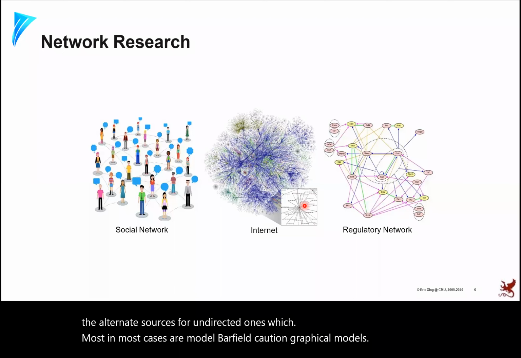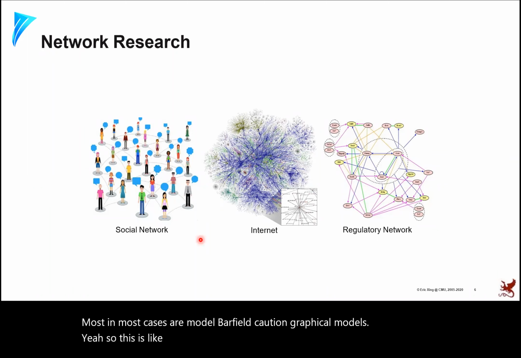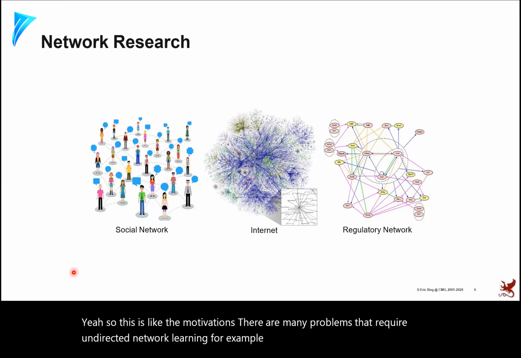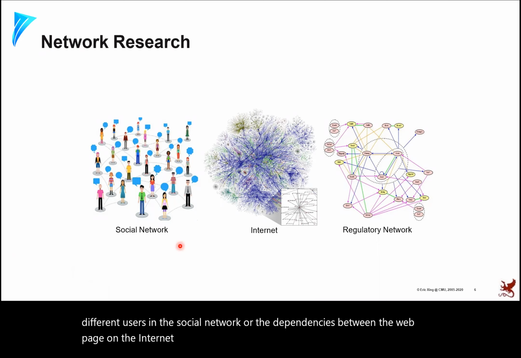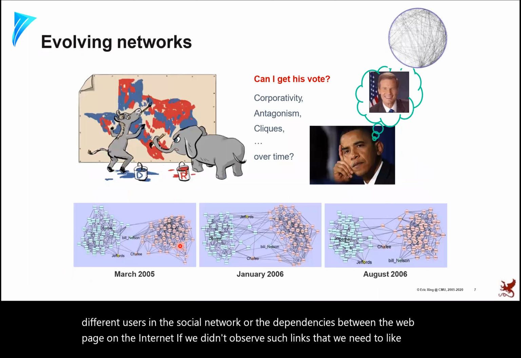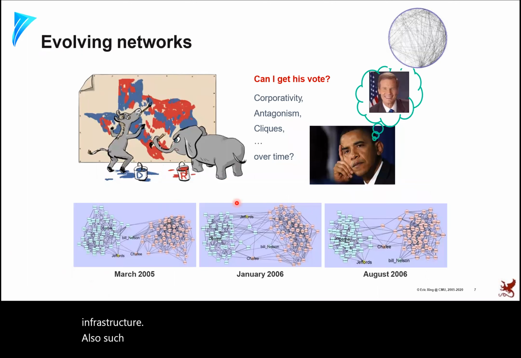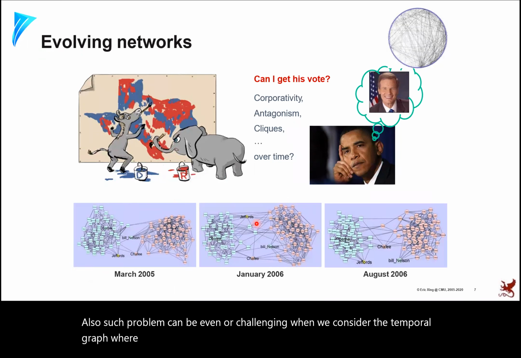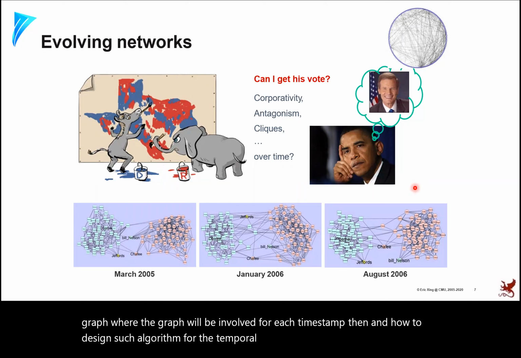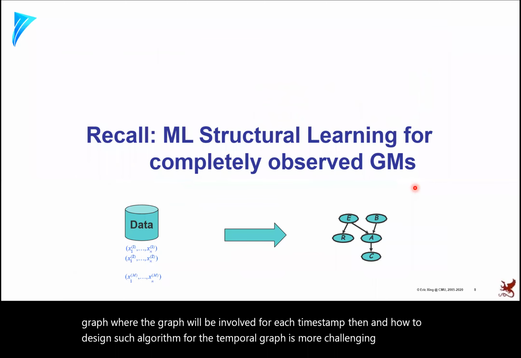This is the motivation. There are many problems that require undirected network learning. For example, the dependency between different users in a social network, or the dependency between web pages on the internet. If we didn't observe such links, then we need to infer such structure. Such a problem can be even more challenging when we consider a temporal graph, where the graph evolves at each timestamp. How to design such an algorithm for the temporal graph is a more challenging problem. Okay, so let's get started.